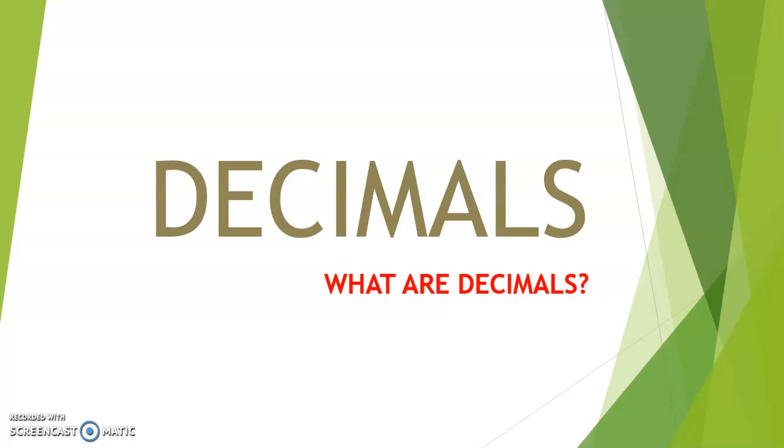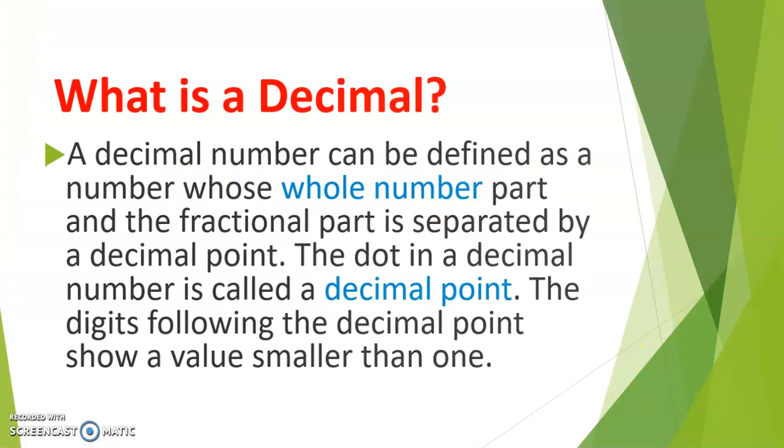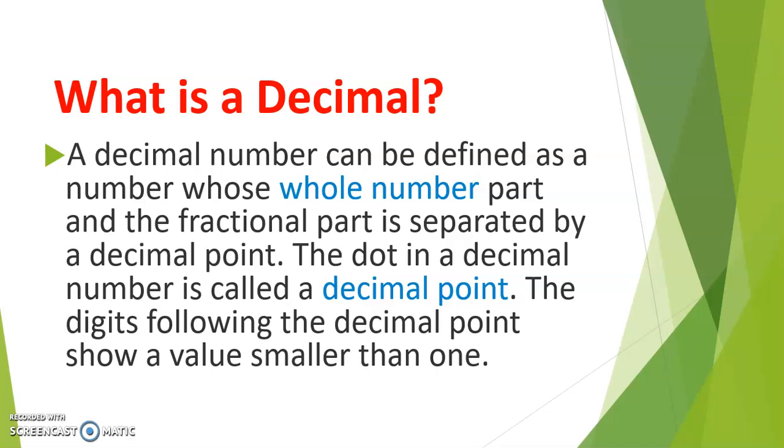So what are decimals? Now, a decimal number can be defined as a number whose whole number part and fractional part are separated by a decimal point. The dot in a decimal number is called a decimal point.